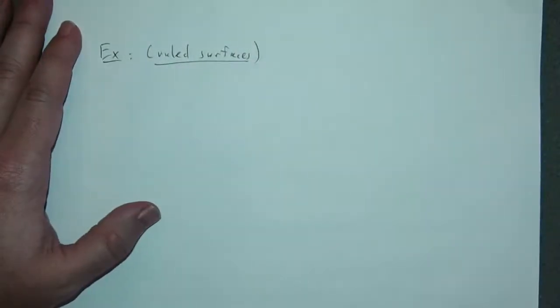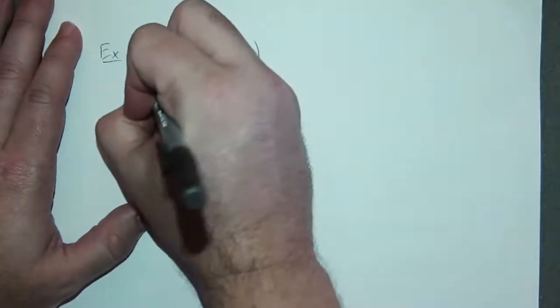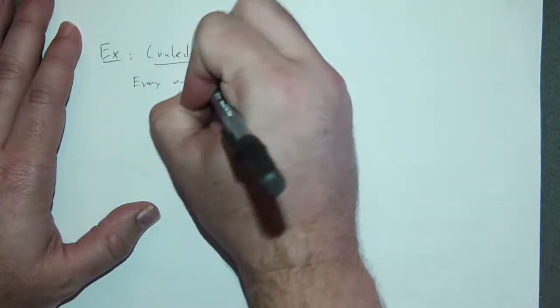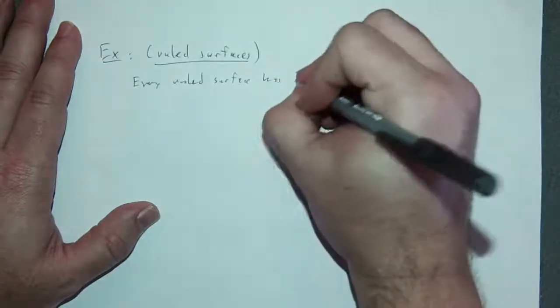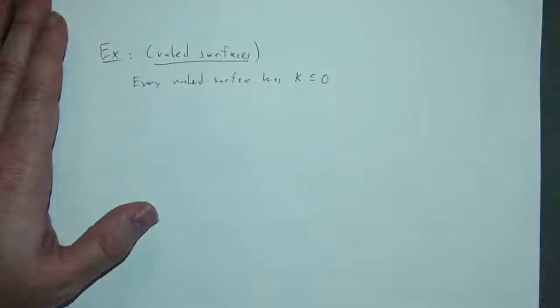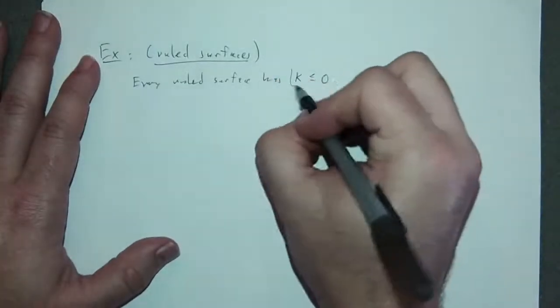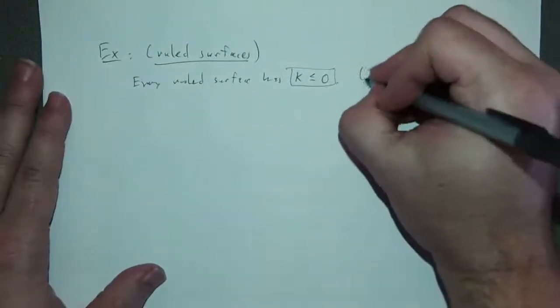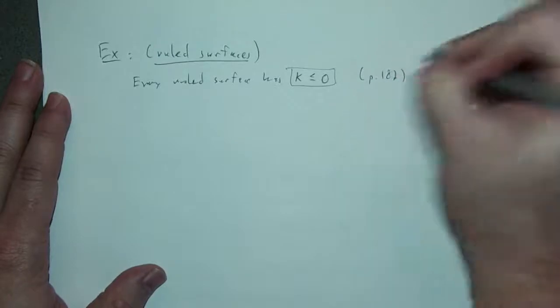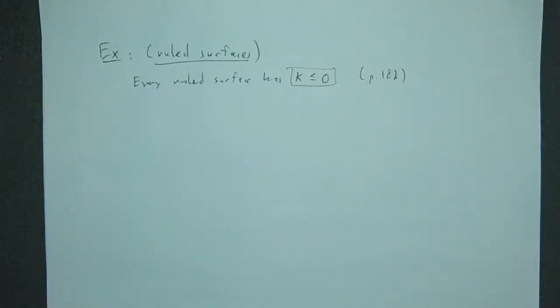So in the textbook, there's a quick computation that will show you every ruled surface has Gaussian curvature that is less than or equal to 0, okay, everywhere. This is page 182 in the textbook, I believe.